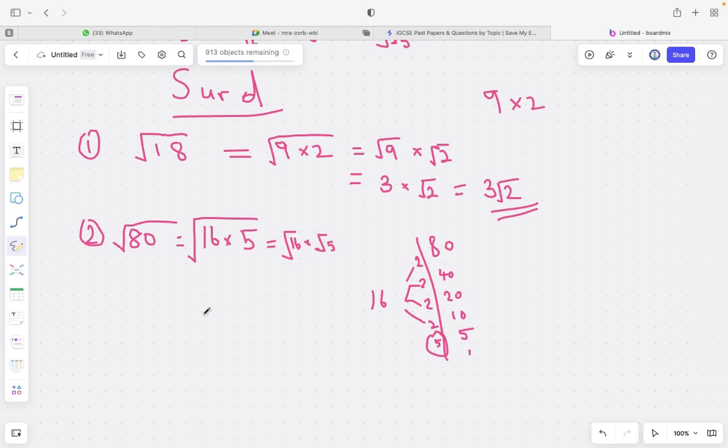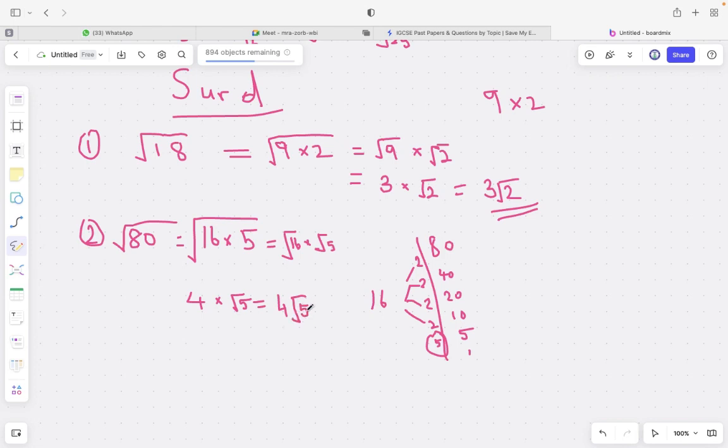So you find the square root of 16, it gives you 4. So 4 times root 5, you get 4 root 5. Remember, we're leaving the answer in root surd form. 4 root 5 means 4 times root 5. You leave your answer like this, 4 root 5.